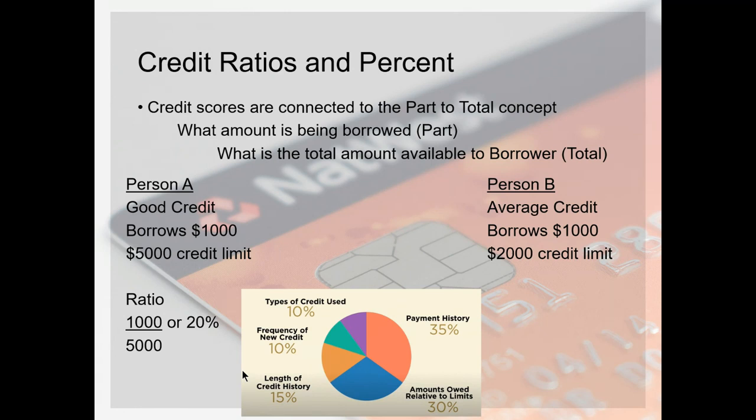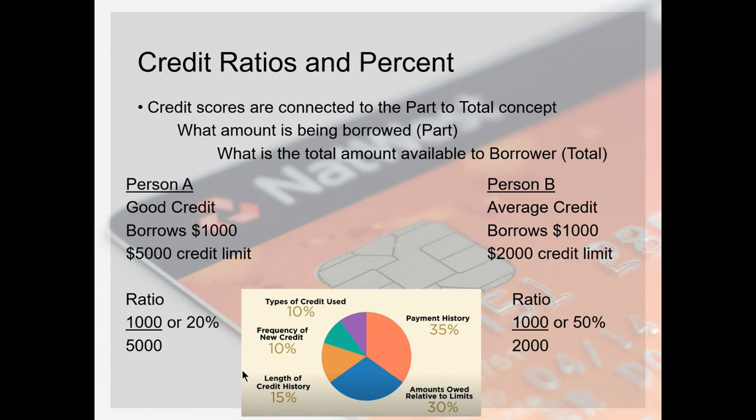So they're still working on their credit scores, but the lender only offered them $2,000 as a max, and they borrowed $1,000. Well, that ratio is $1,000 out of $2,000. So that ratio is actually 50%. So person B is using 50% of their available credit. So they're actually using a higher amount of their credit. And person A is using a lower percent or a lower amount of their available credit.